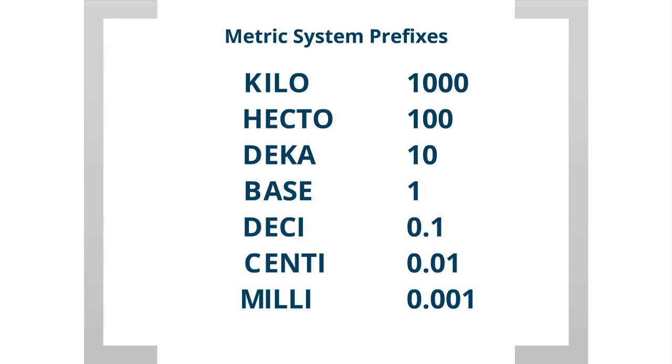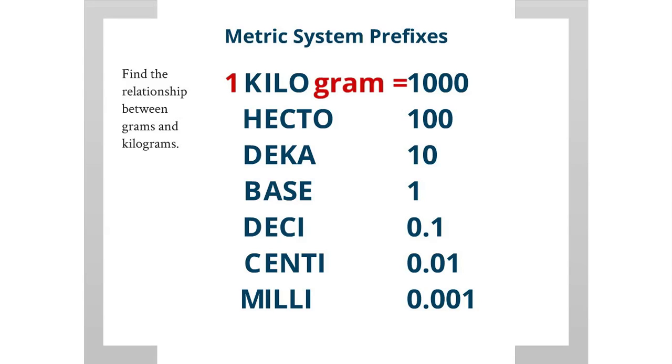Now, we want to be able to find the relationship between different units in the metric system. What if we wanted to find a relationship between grams and kilograms? Well, we can look at our prefix chart and we can see that 1 kilogram equals 1,000 grams. And once we understand that, we can write out our equality: 1 kilogram equals 1,000 grams. And it's a good idea to have equalities or comparisons like that memorized.